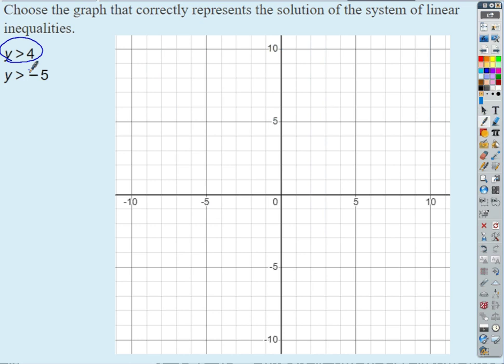It's going to be y equals 4, right? I mean, the boundary line is y equals 4, which is going to be a horizontal line that cuts through the y-axis at 4. I'm shading above or below? Above, okay.